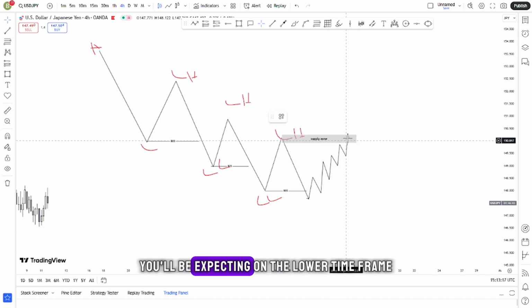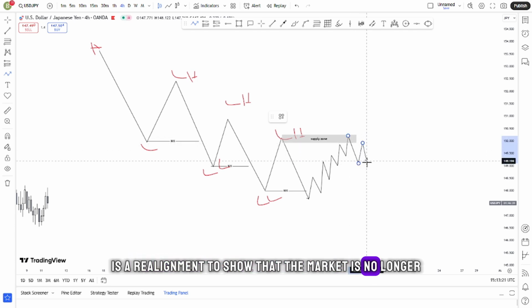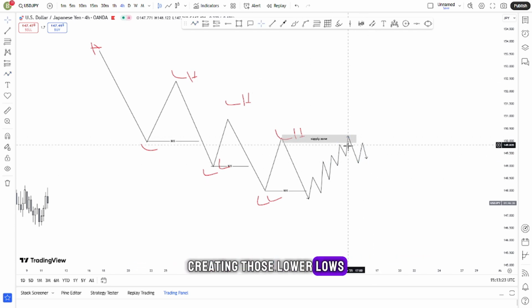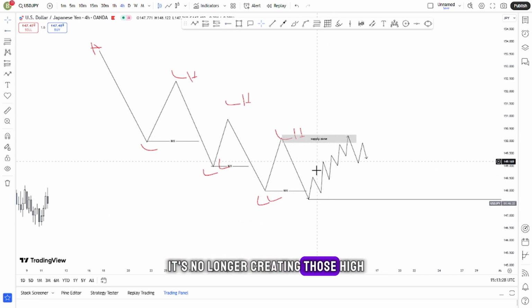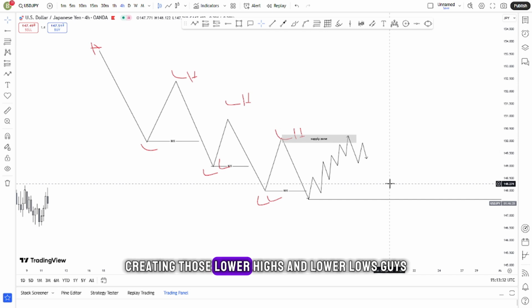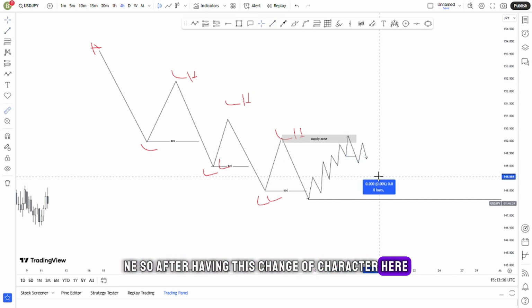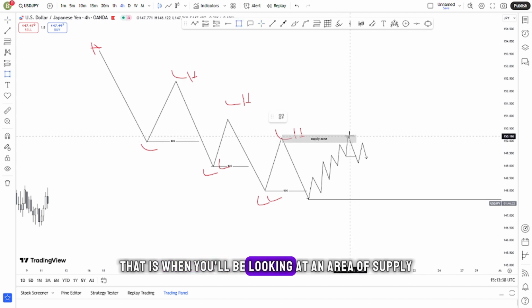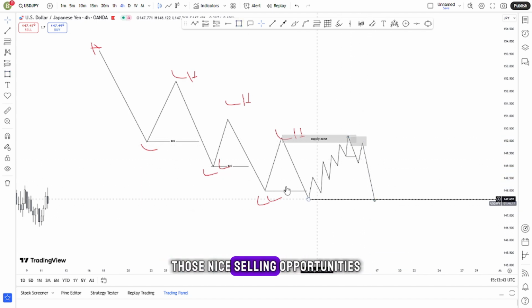Then what you'll be expecting on the lower time frame is a realignment to show that the market is no longer creating those higher highs and higher lows, but it's pushing to the downside, creating those lower highs and lower lows, guys. It's going to take out this low here. So after having this change of character here, that is when you'll be looking at an area of supply again. Then you'll be looking for those nice selling opportunities.